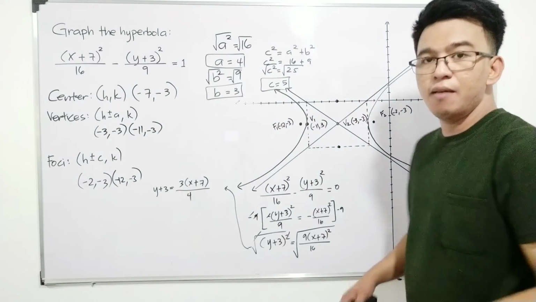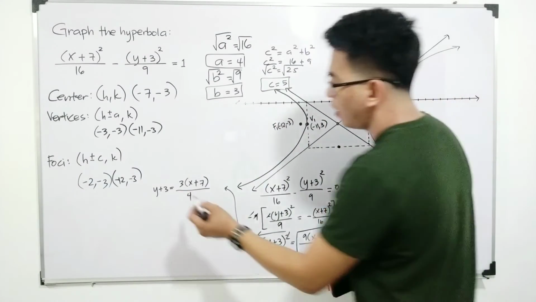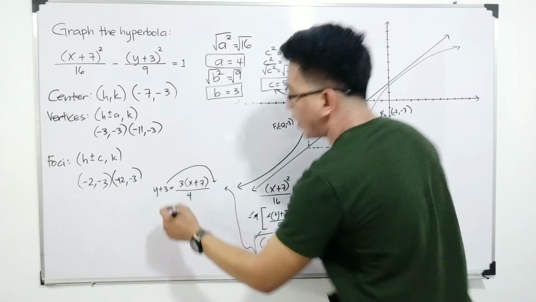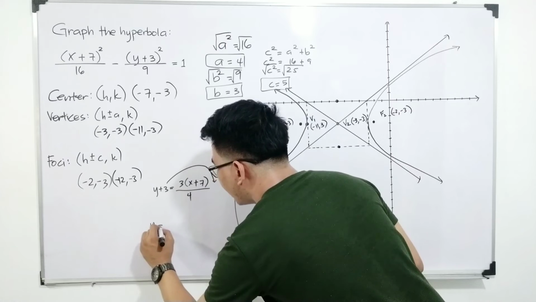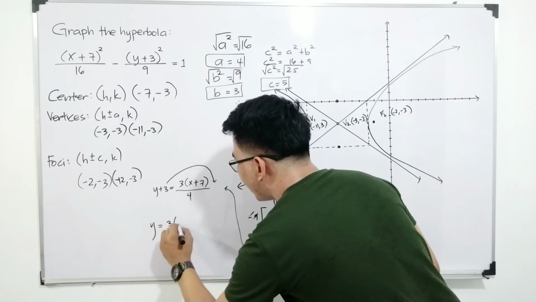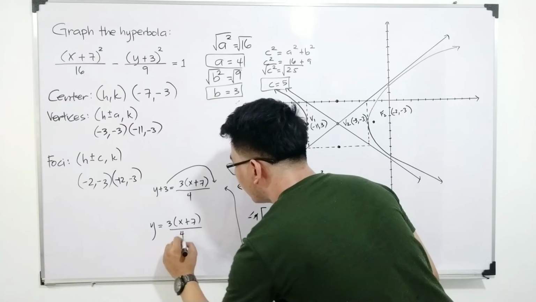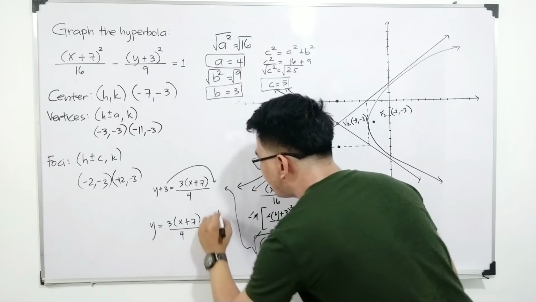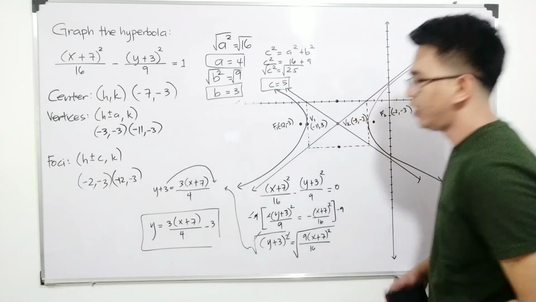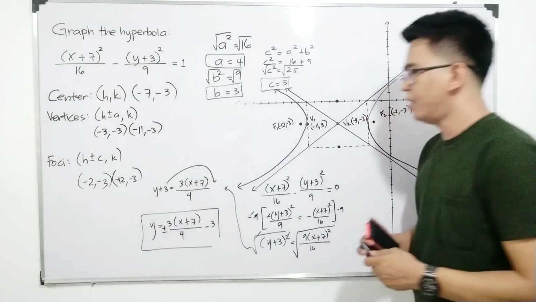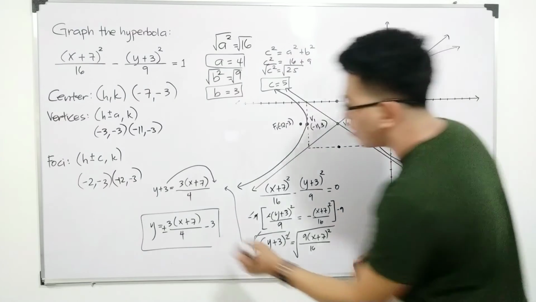Pero hindi pa tayo tapos, because we need to solve for the value of y. We will transpose 3 to the other side. And ayun na, pag nawala na yung 3, magiging y na lang siya. Your equation is y is equal to 3 times x plus 7 over 4 minus 3. Ito na yung mismong equation natin. Okay? Ay, hindi. Sorry. Meron pa tayong positive and negative.